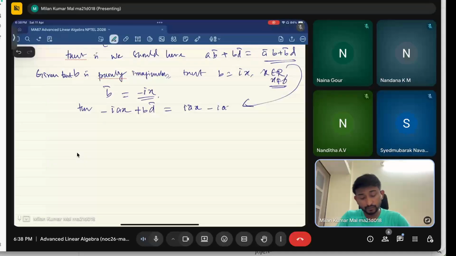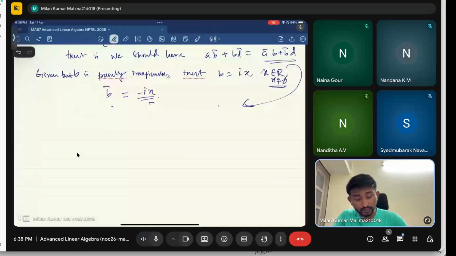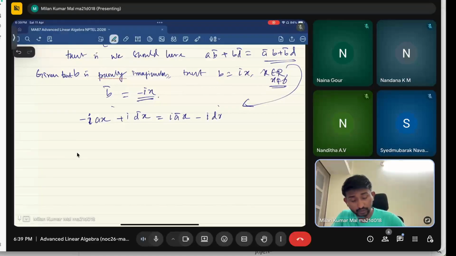In A bar B, B I have to replace. So just replace B and B bar in the above expression. B bar is minus ix. If I replace this, we get minus i a x plus i d bar x, which is equal to A bar times ix plus B bar, where B bar is minus i d x. This is what we have.